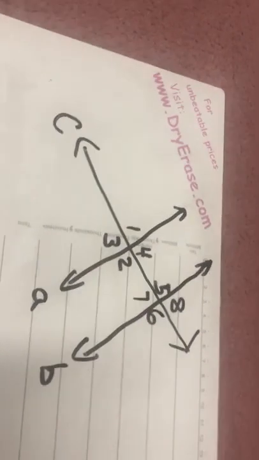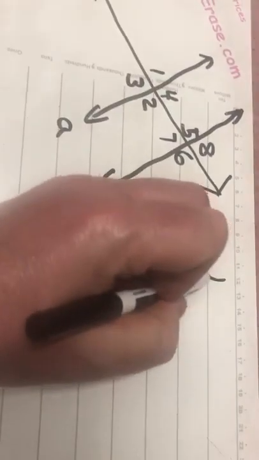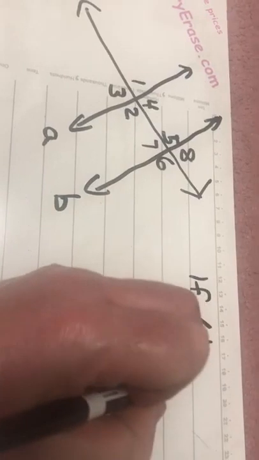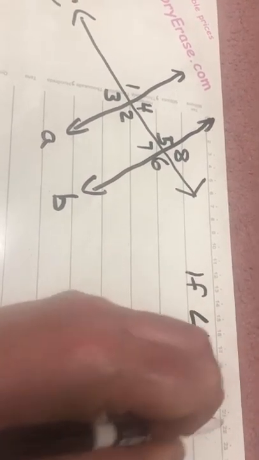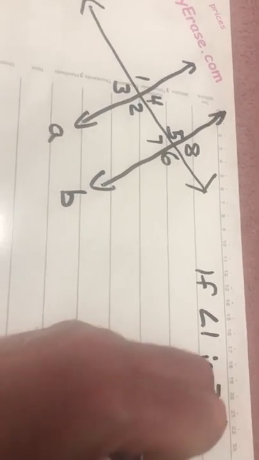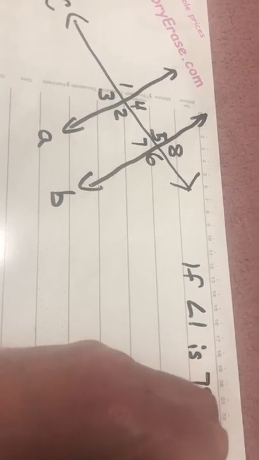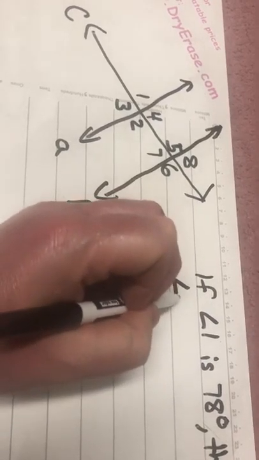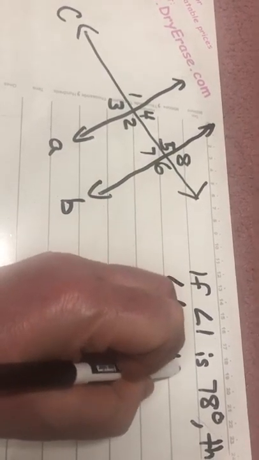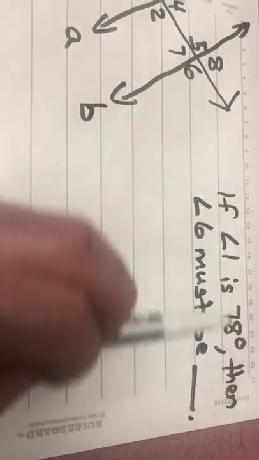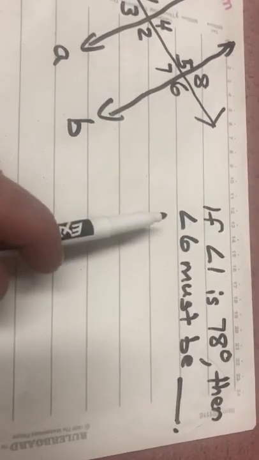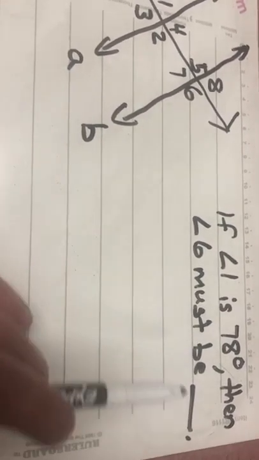All right, for example, you might get something that says, and we'll maybe do 3 at the most, if angle 1 is 78 degrees, then angle 6 must be blank. And they want to know the measurement. So they're saying if angle 1 is 78 degrees, then angle 6 must be blank.